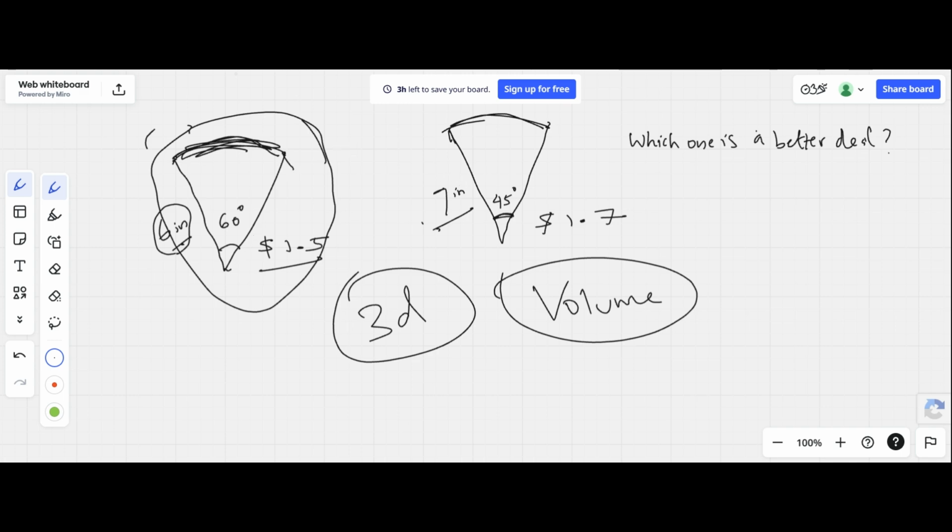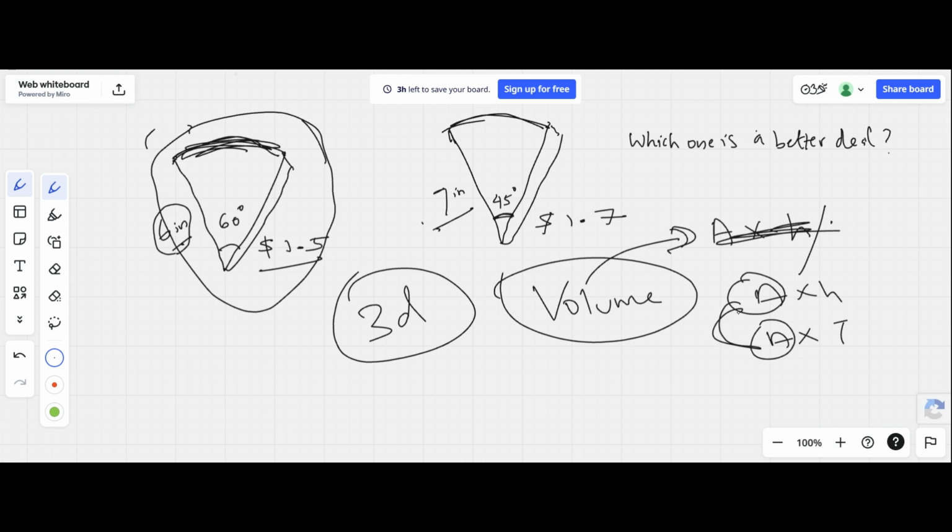Let's assume both slices have the same thickness. They are both standard pizza slices. Now you don't need the volume, because volume is equal to area into height, or thickness. So just by comparing the areas, we can find out which one is a better deal.